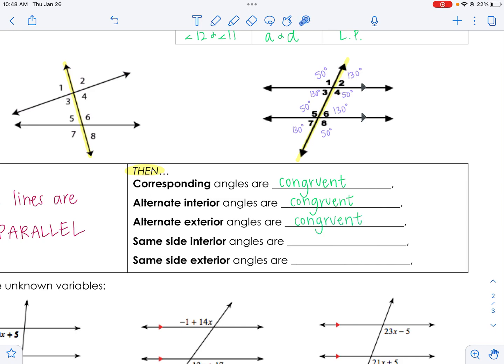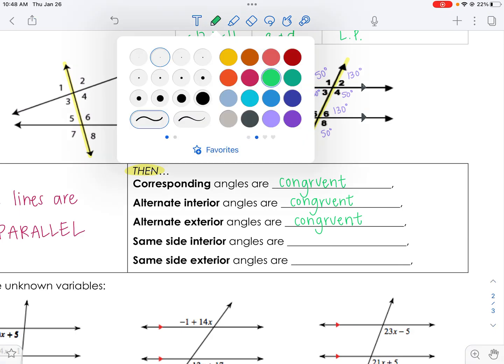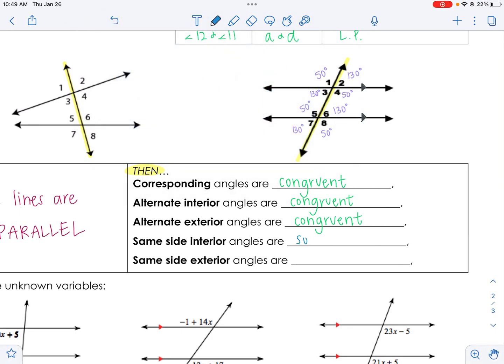Okay, same side interior. So there's my interior. Same side would be 3 and 5. That's not congruent, but 50 and 130 does add up to one number. Think, what's the vocabulary word if they add up to 180? And that's supplementary. And then same side exterior. So like 2 and 8, or 1 and 7. Those are also supplementary.